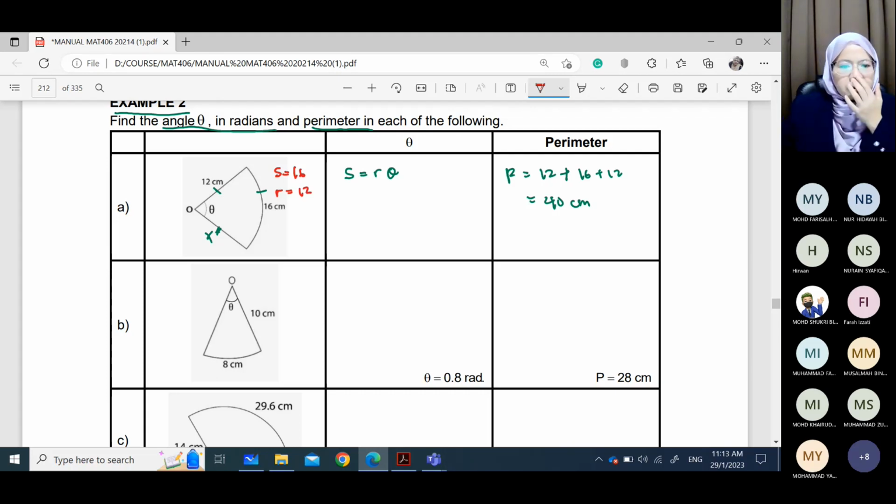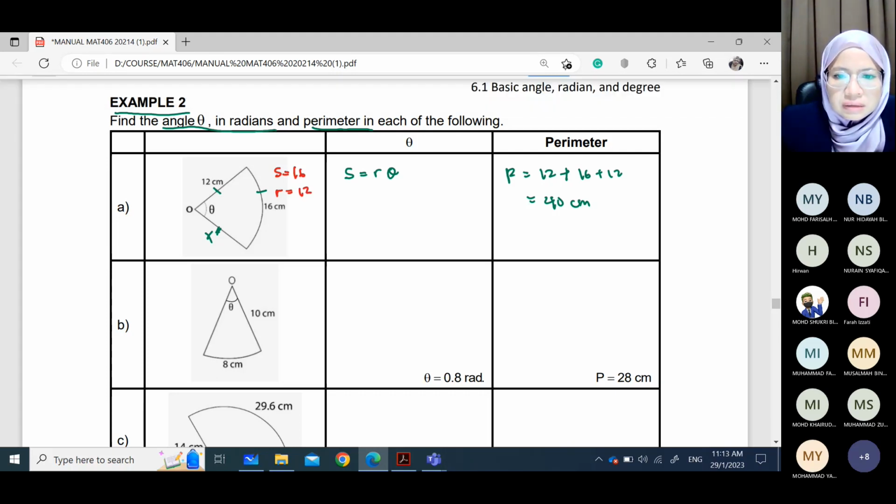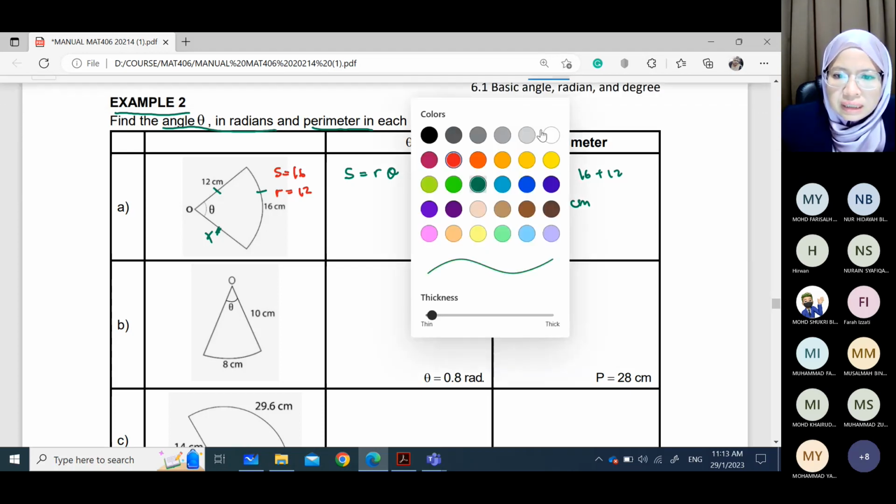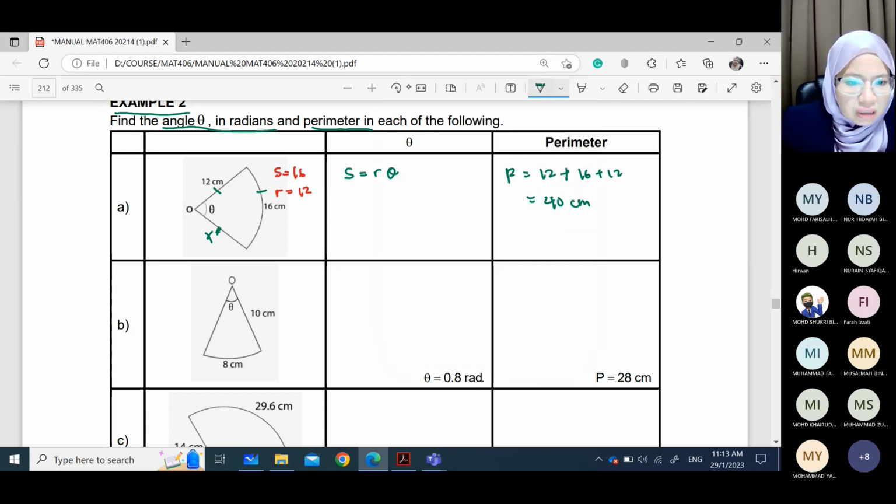Yang ini adalah S. And then radius adalah 12. Okay, so now kita nak cari theta. Mudah je, you masukkan nilai S dan juga R dulu. So S kita adalah 16 equals 12 theta. Okay, ataupun ada cara lain nak dapatkan theta based on this formula. So theta equals S. So R ni you pindahkan ke sebelah, dia akan jadi bahagi. So S over R. So theta here is S over R. So S kita dah ada.